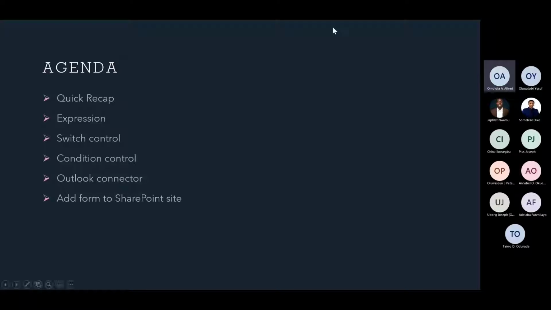So the agenda for today. We'll be having a quick recap of what we did yesterday. Then we're going to be looking at Power Automate expressions. We'll be looking at the switch control, condition control, and the Outlook connector, and we are going to be adding the form we built yesterday, the same form, to our SharePoint site.